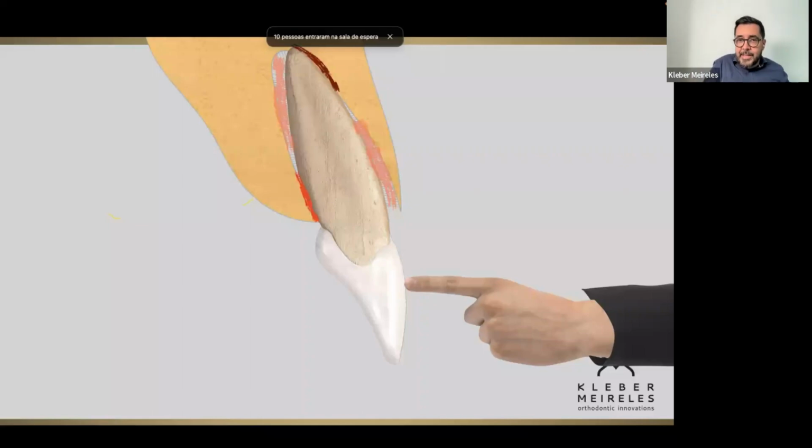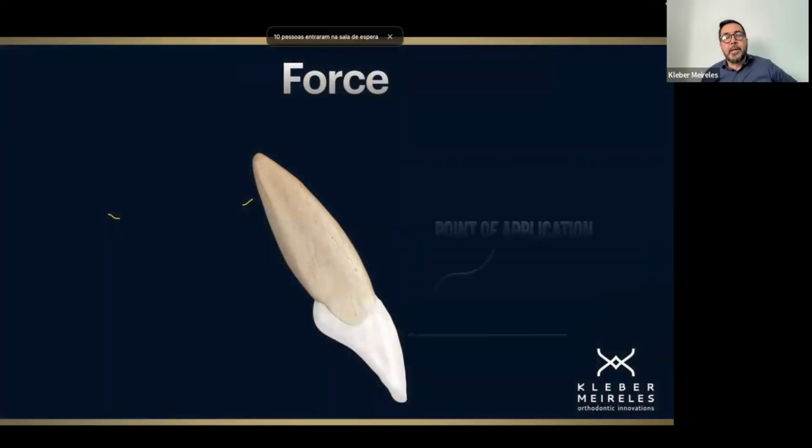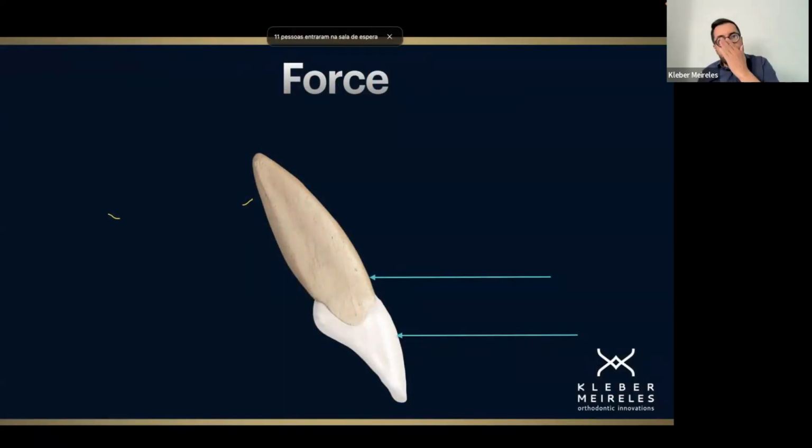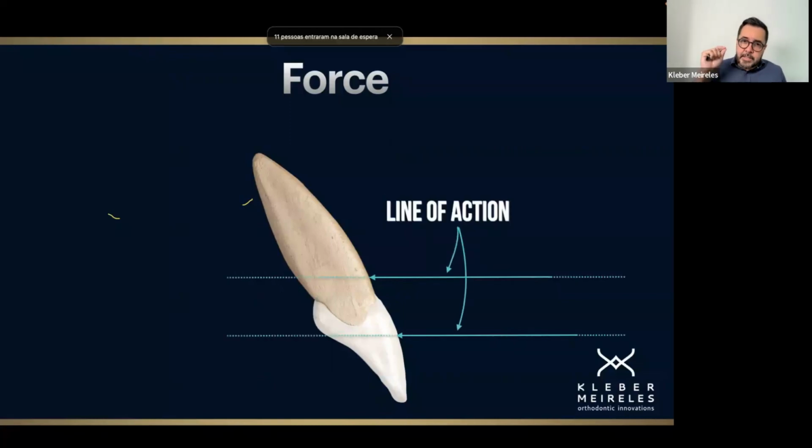If we don't want to have an inclination, we need to consider other things, because we are having this type of movement since we are applying the line of action of the force at the level of the crown. So let's move on. We're applying the force, and then this force is going to generate something. The line of action of the force is one of the most important topics that we need to understand when we are applying a force to move a tooth or a group of teeth.